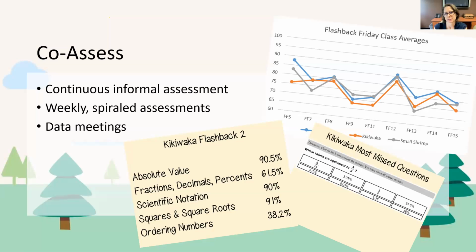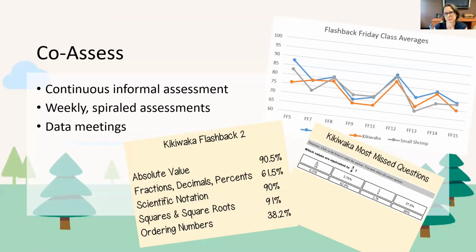We would look at that, and then we would turn it into something that's easier for the kids to digest. So you can see on the screen an example. We had a class that named themselves Kiki Waka, and this is how they did on a test. They did really good on absolute value, not so great on fractions, decimals, percents. And we went through that with them, and then we showed them the questions that they had missed. So maybe on that question, they only got like a 23%. So we will go back through it with them.